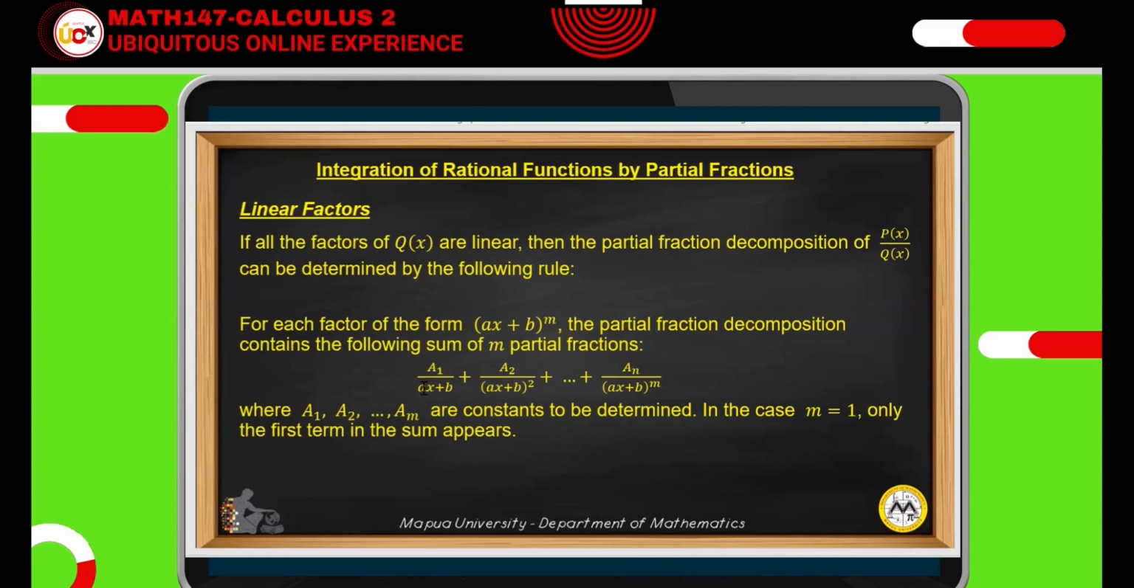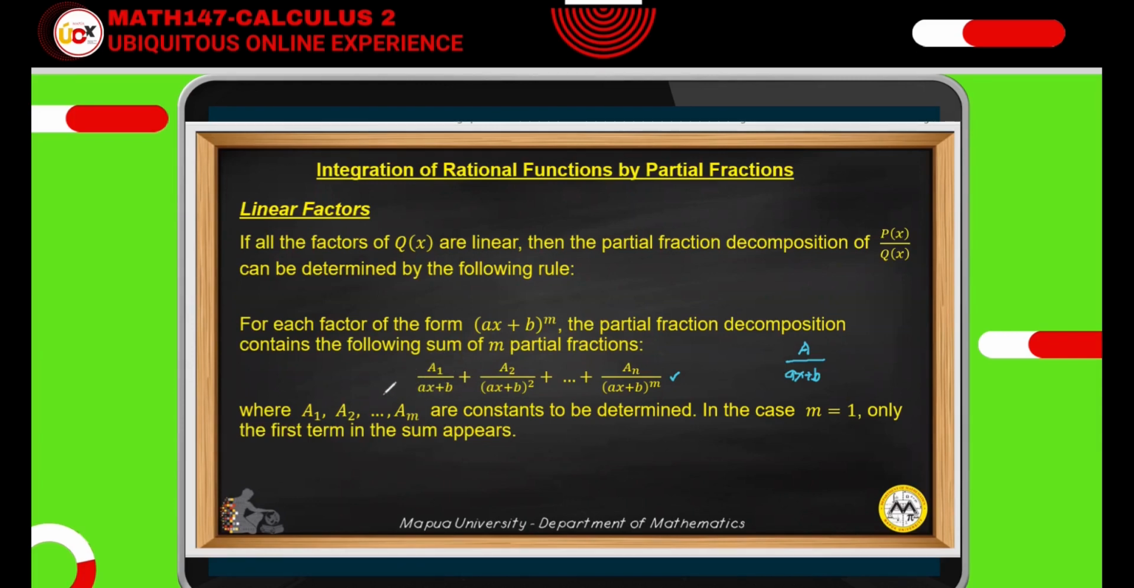But in case m is equal to 1, then only the first term in the sum appears. So the rule is for every distinct linear factor in the form ax plus b, there corresponds a partial fraction of the form a over ax plus b. This is for distinct linear factor. But if the linear factor is repeated, then we have to follow this rule. So if the linear factor is distinct, then we will have only the first term.